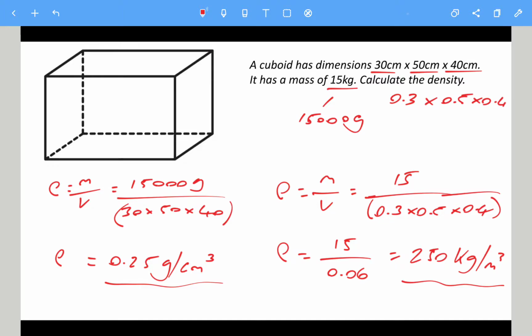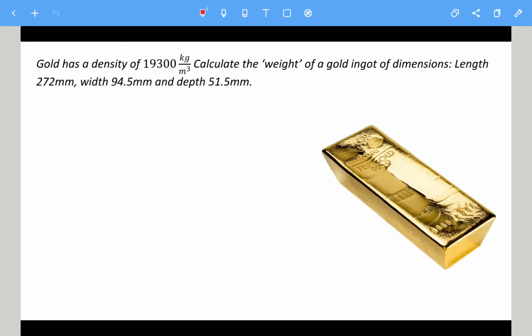Alright, let's do something a bit more challenging. Right, okay, so if you want to pause and have a go at this one. So gold has a density of 19,300 kilograms per cubic meter. Calculate the weight of a gold ingot of dimensions, length 272 millimeters, width of 94.5 millimeters, and a depth of 51.5 millimeters.